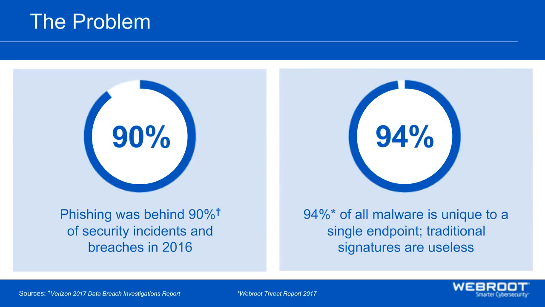So there are a lot of stats that stood out in the past 12 months, and there's a lot going on in the industry, but the Verizon data breach report is pretty much a neutral report. It's not done by a vendor. It's Verizon going out and speaking to customers and asking, were you breached, how often were you breached, how were you breached, etc. It has had increasing participation since its launch, which was a few years back now. The statistic they came up with was that phishing was behind 90% of security incidents and breaches in 2016.